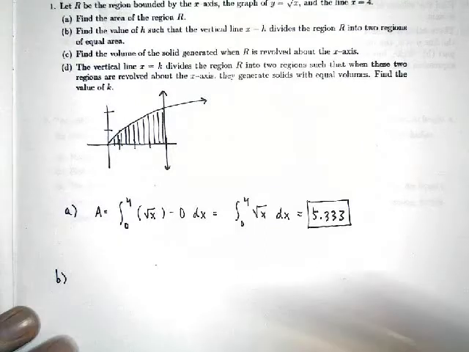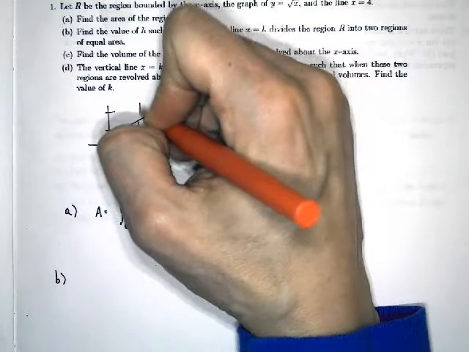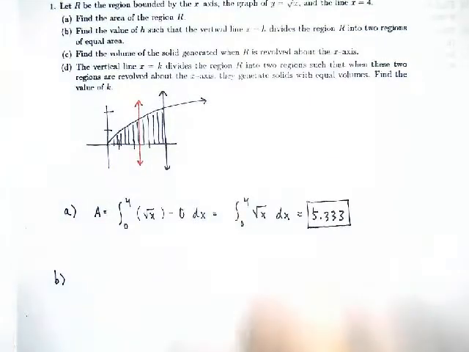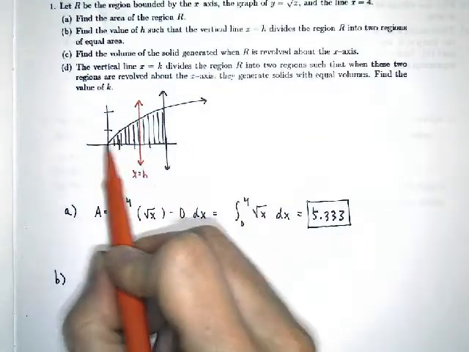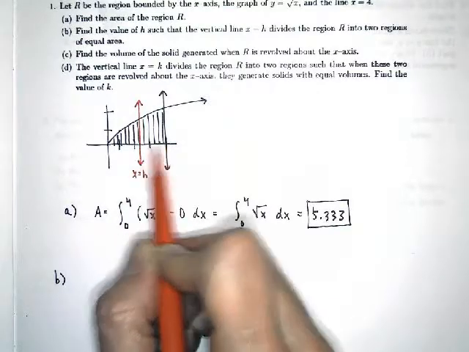Now, part B is a little twist on things. So it says find the value of h such that the vertical line x equals h divides the region R into 2 regions of equal area. So the idea is that there's some line h here. So I'll label that x equals h. And the idea is that if I integrated from here to here, I would have the same area as the integral from here to here.